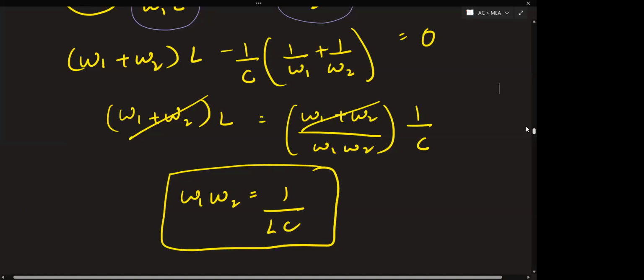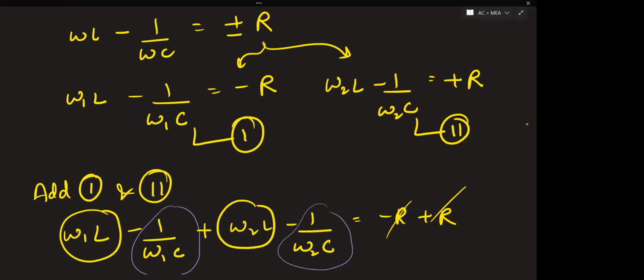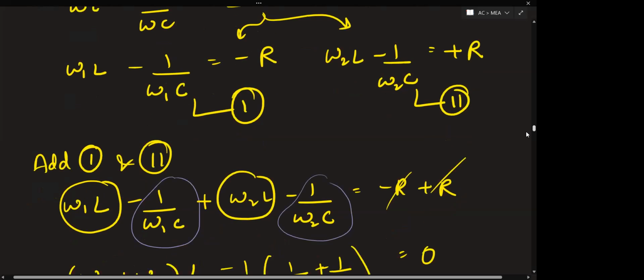These two equations we have added. Let's subtract these equations. Fahad, is it clear now? Yes, ma'am. Got it. Okay. Now let's try and subtract these two equations, 1 and 2. Addition gave us omega 1 into omega 2.